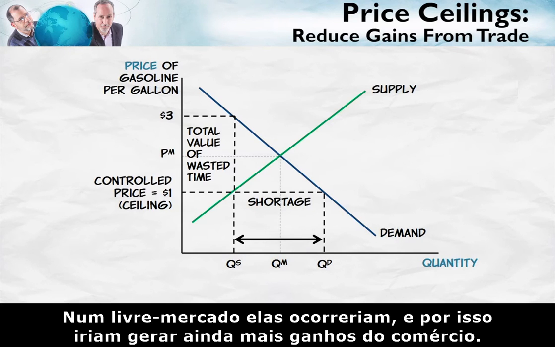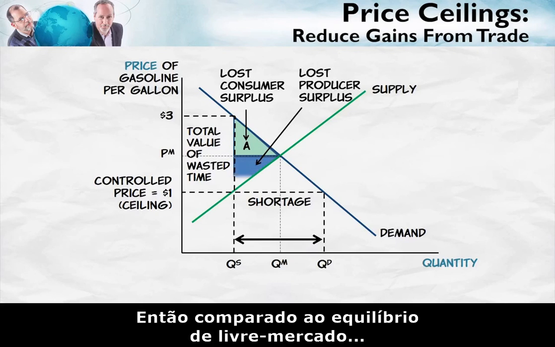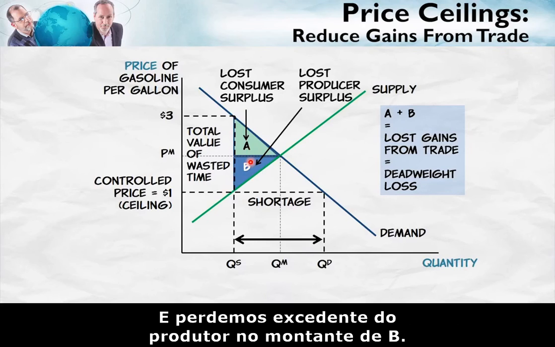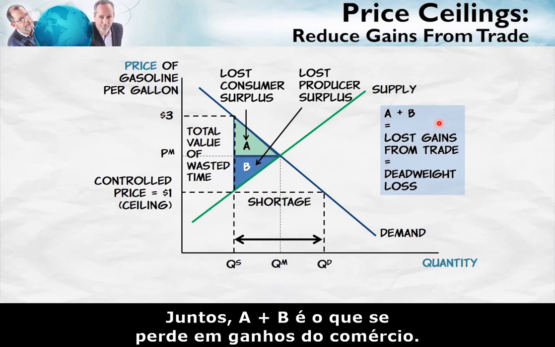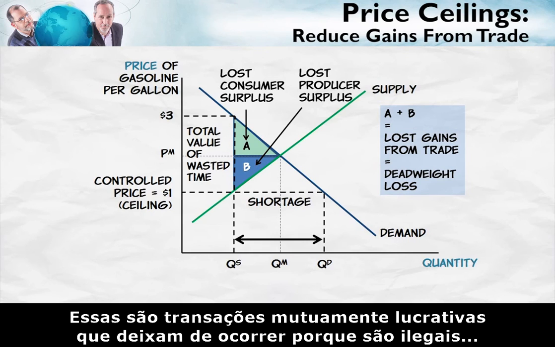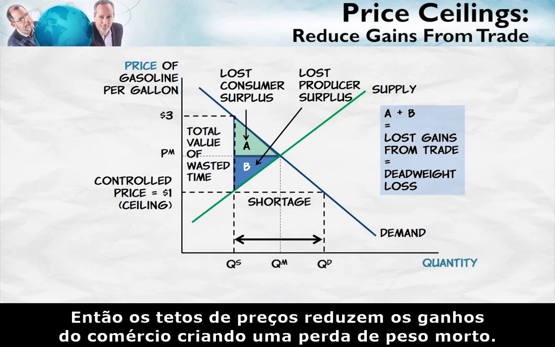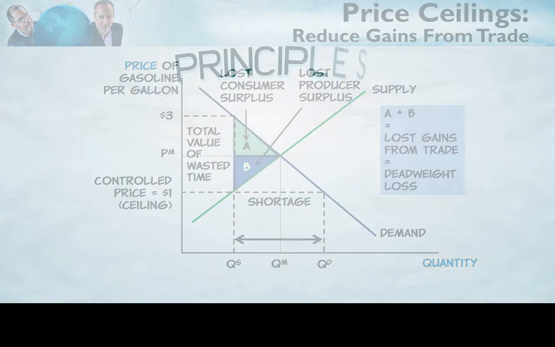In a free market, they would occur, and because they would occur, they would generate additional gains from trade. So compared to the free market equilibrium, under the price control, we have lost consumer surplus in the amount of area A, and we have lost producer surplus in the amount of area B. Together, A plus B is the lost gains from trade. These are the mutually profitable exchanges which fail to take place because they're illegal, because of the price control. So price ceilings reduce the gains from trade, creating a deadweight loss.